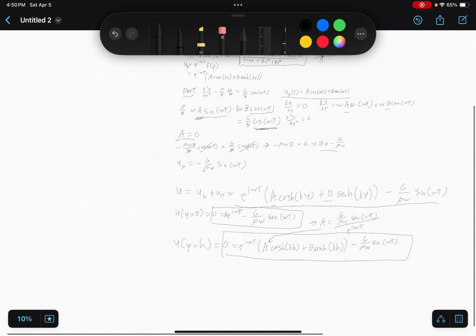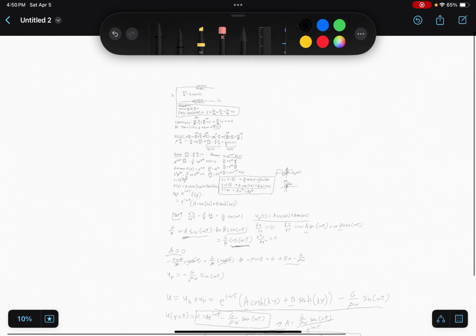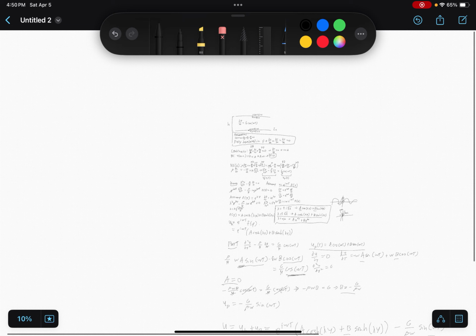Next, I think I'm going to do a radial one, but I'll make it like a simple-ish radial one with radial coordinates. And then I'll do a little bit of CFD programming. But yeah, that's it.